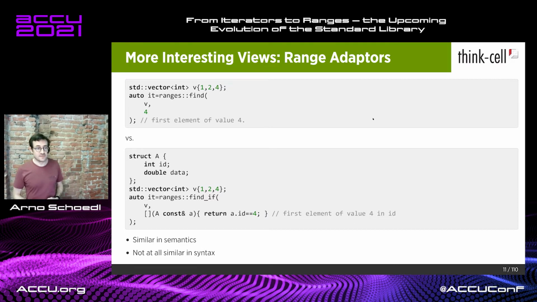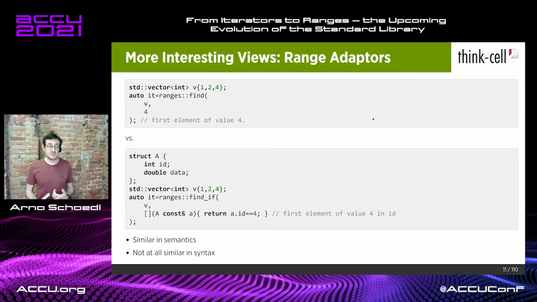Now, easy enough, but if you want to do the same and your ints are now stored in a bigger struct, they're just one field in the struct, then, I see that's wrong. It should be a vector, not a vector of int, of course. It should be a vector of A's. And then you're trying to find that 4 in the vector of A's where the ID is 4.